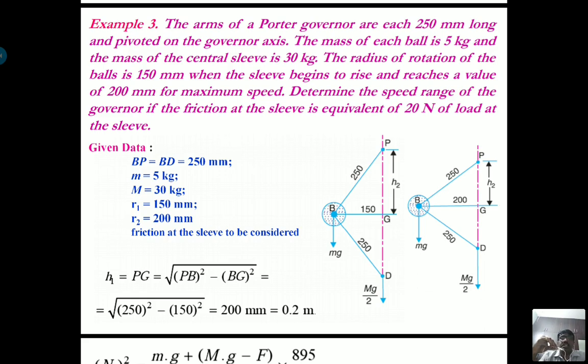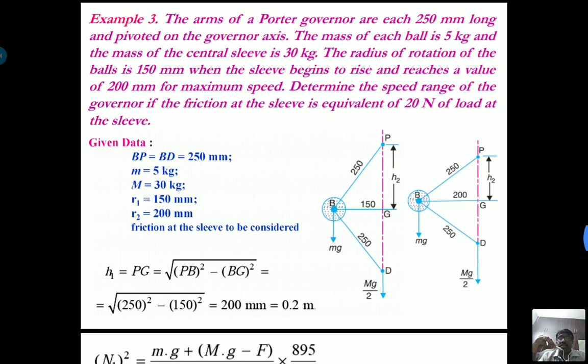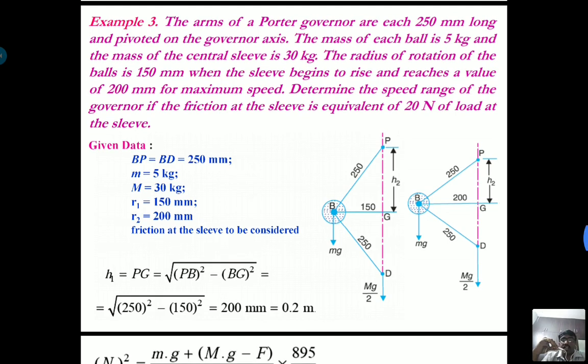The length of the arm and the length of the link are both the same, 250 mm. The mass of the ball is 5 kg and the mass of the central load is 30 kg, and the radius of rotation at minimum speed is 150 mm and at maximum speed is 200 mm. And here the friction at the sleeve is given as 20 Newton. So we have to consider that when we apply these values in the N square equation.